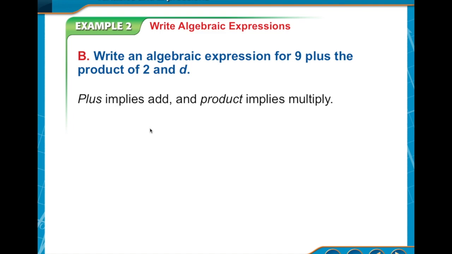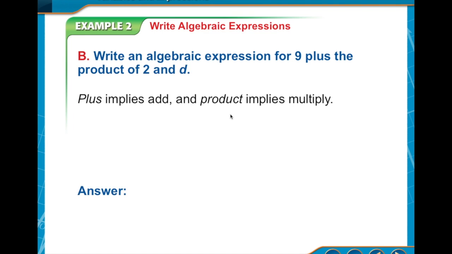Now we want to move to example 2b. We've got an algebraic expression for 9 plus the product of 2 and d. So let's break this down. 9 plus, so plus tells me we're going to be adding. The product, we know product we said means multiply. So multiplying the number 2 and the letter D.